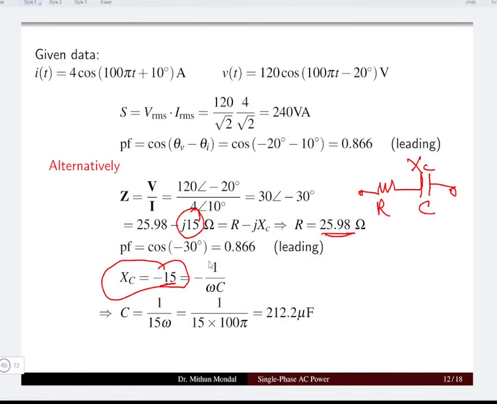So this is equal to 1 by omega C, and we can find out what is the capacitance of the system, where omega is the frequency which we can get from the instantaneous current or the instantaneous voltage equation, which is equal to 100 pi. So the capacitor is 212.2 microfarad, which is a series combination of resistor and capacitive load.